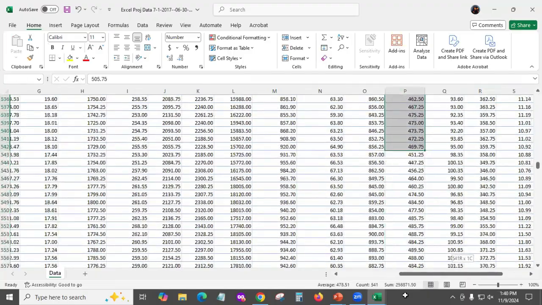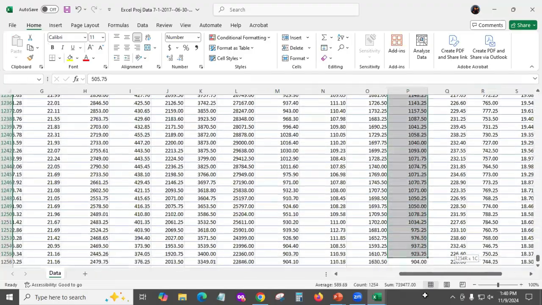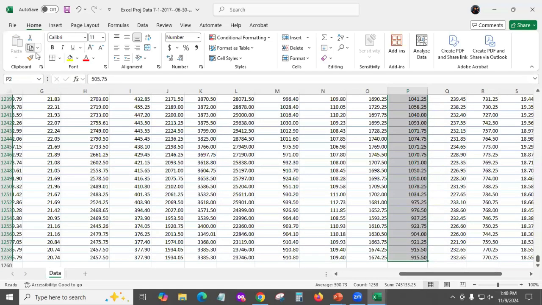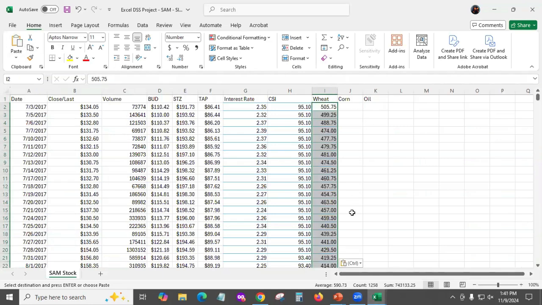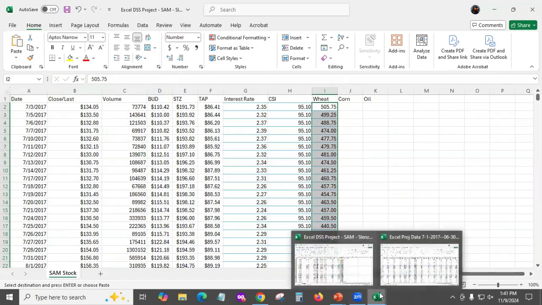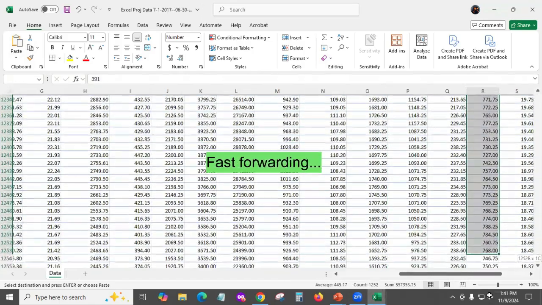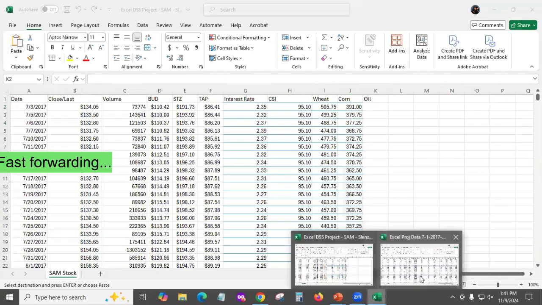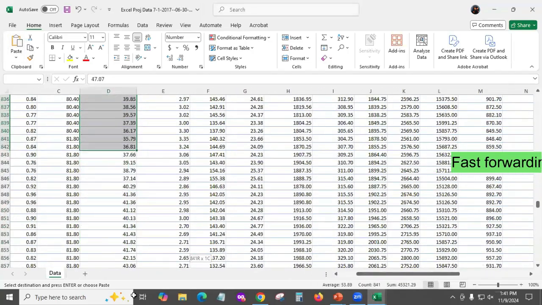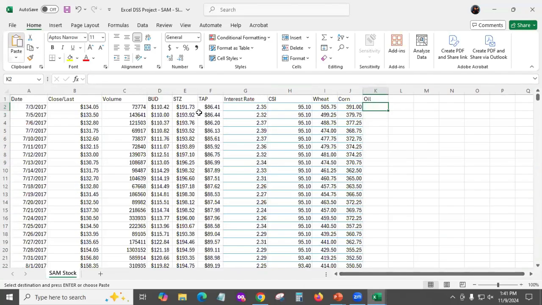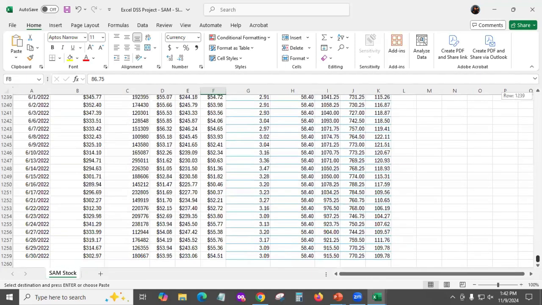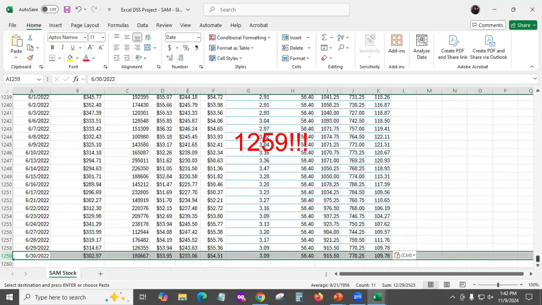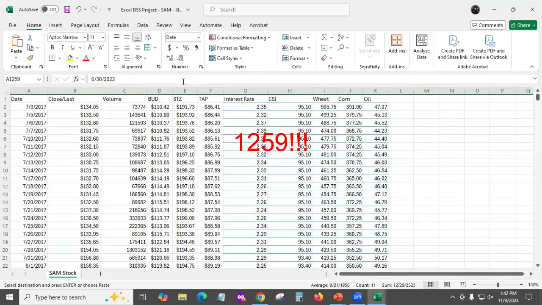I'm just going to select all of these, copy, paste. And I'm going to do the same for corn and for oil. Okay, now that I have that, just want to scroll down to make sure that we have the requisite 1259 rows, and everything looks great. Let's hit save on this Excel spreadsheet and we'll move on to the next step.